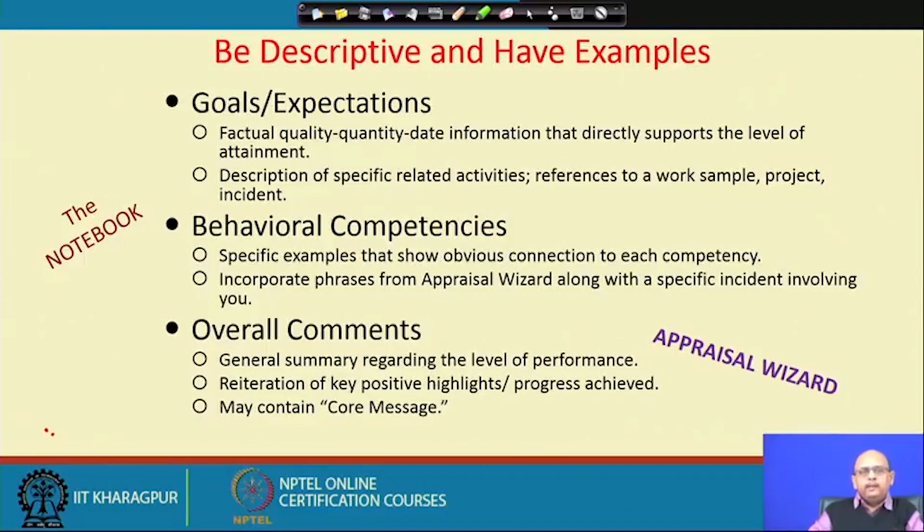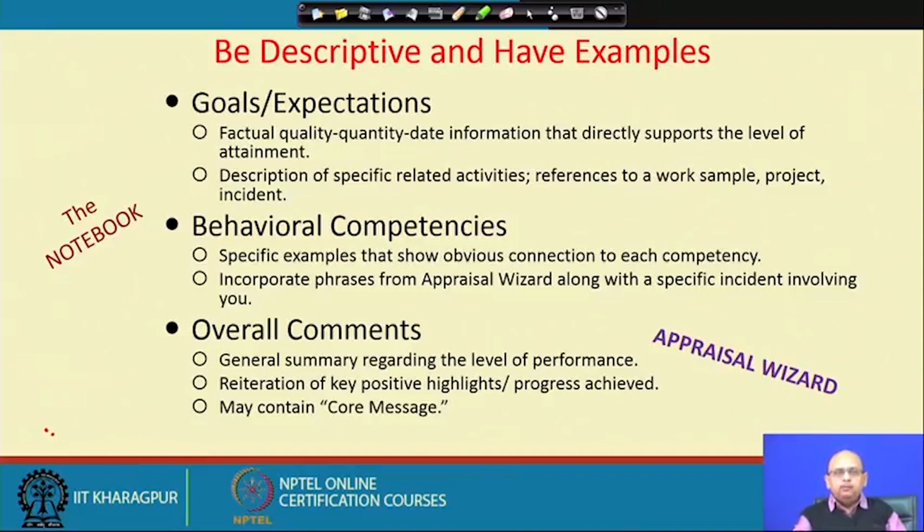Then look at the behavioral competencies which could be related to this, that is, how each competency has contributed and in what way it is connected with the performance. And then you also use certain phrases which could be taken from the appraisal wizard, because this is very, very important. There are certain phrases and terms that could be used, which are related to specific incidents. This is the way it should have been done. Yes, this is a very commendable job that you have done, and you have those competencies which are required for this.